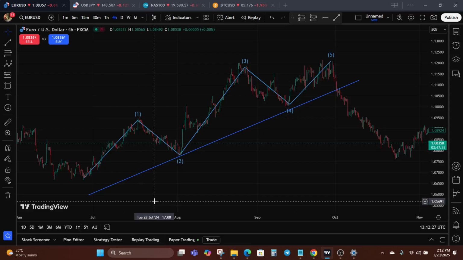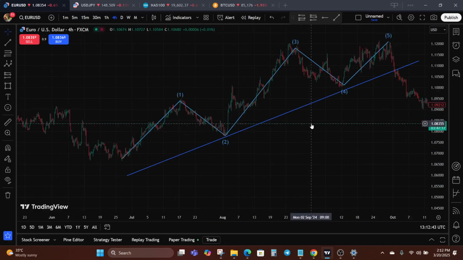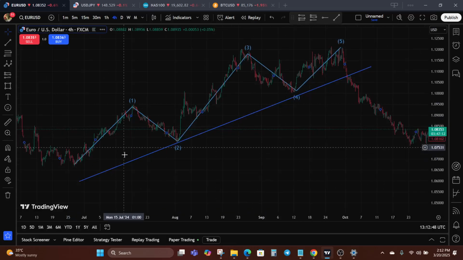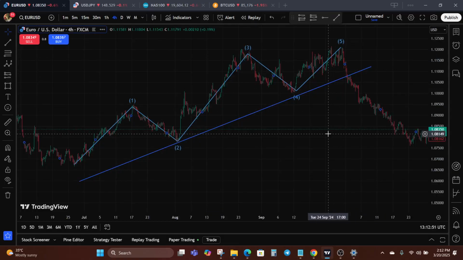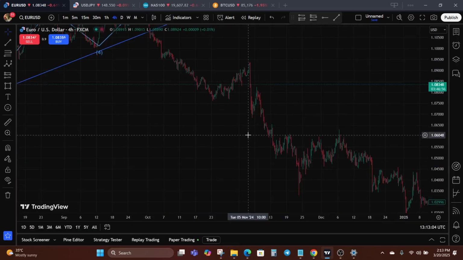Now, the impulse waves are waves 1, 3, and 5. These are the strong momentum driven waves in the direction of the trend. They indicate that buyers or sellers are driving the market forward. In the case of a buy trend, it means that buyers are driving the prices upward. In the case of a sell trend, it means that sellers are driving the prices downward.